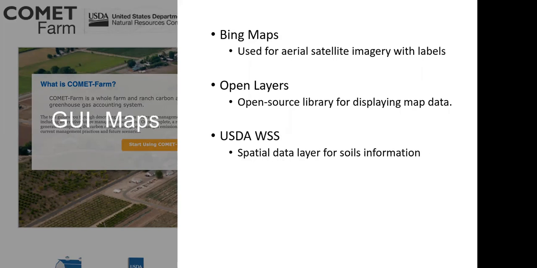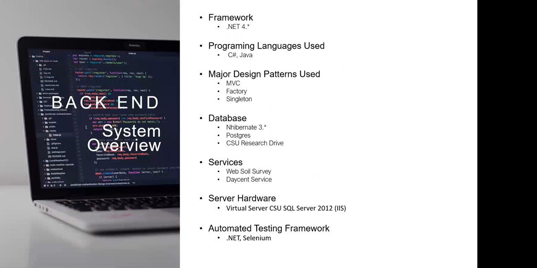So there goes maps. Let's talk a little bit about the back end here. So C#.NET, you'll hear that a lot, you'll see that a lot. That's our primary language and framework of choice. Major design patterns used are all really familiar, so model view controller is the key there. That's pretty consistent throughout Comet Farm and Comet Planner when we discuss it.